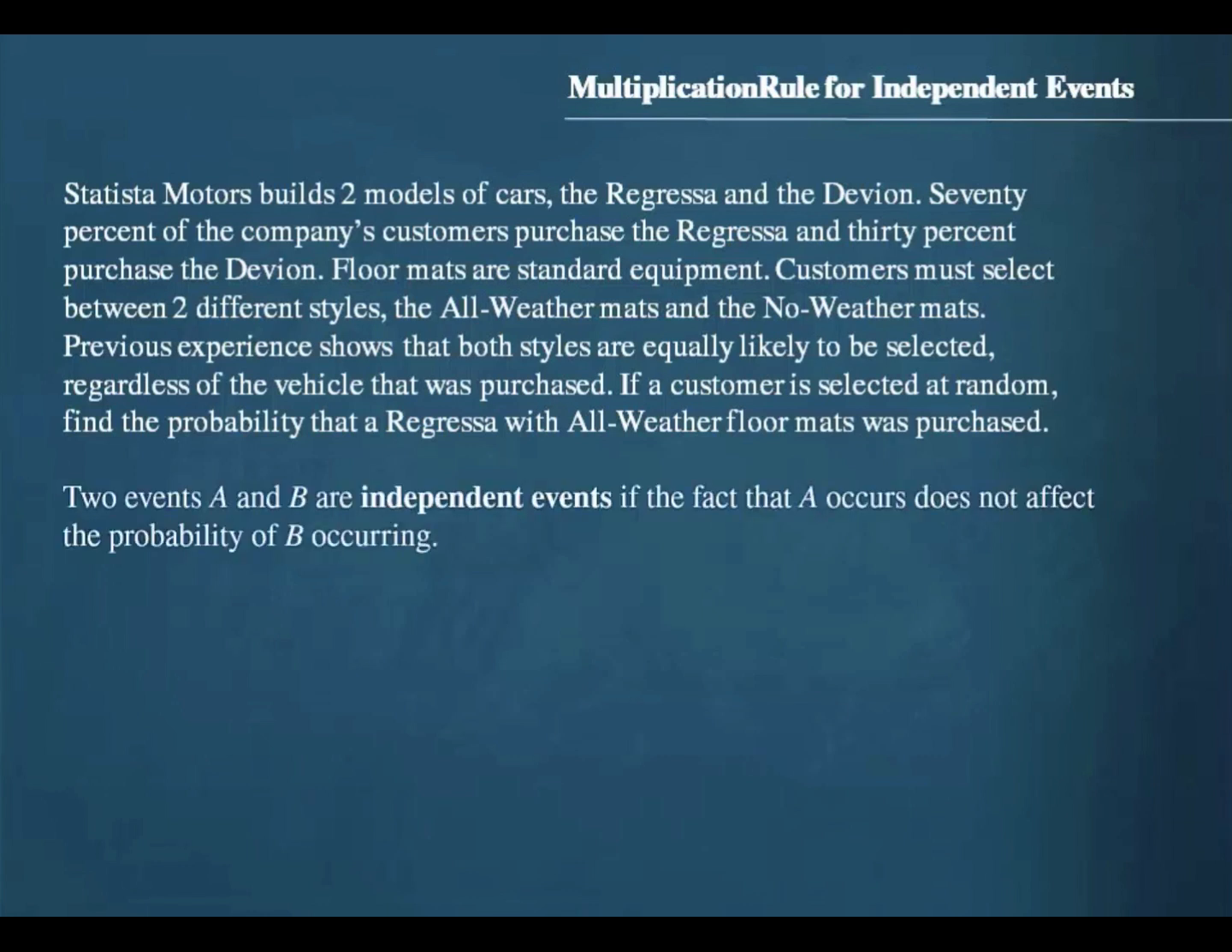Two events A and B are independent events if the fact that A occurs does not affect the probability of B occurring. We are told that both types of mats are equally likely to be selected regardless of which model is purchased, so the probability that an all-weather mat will be selected is 0.5. This also means that the conditional probability, the probability that all-weather mats would be selected given the customer purchased a Regressa, is also equal to 0.5.